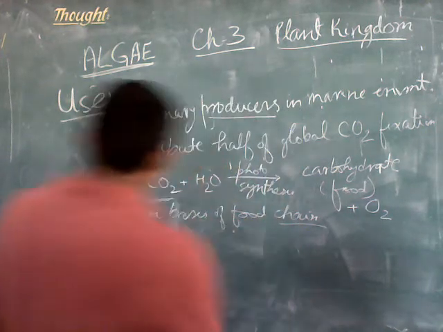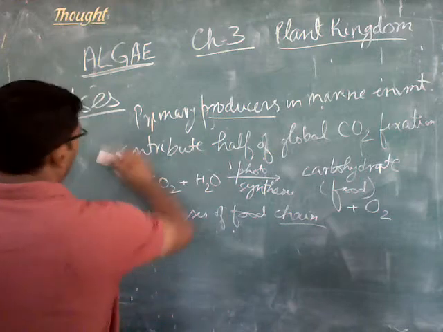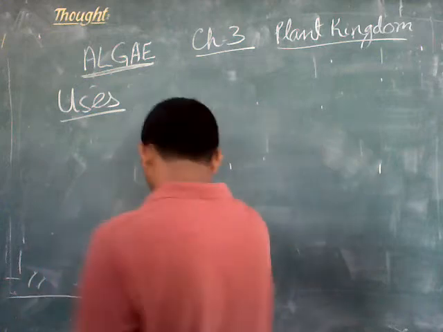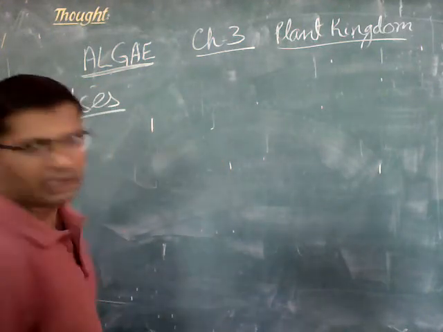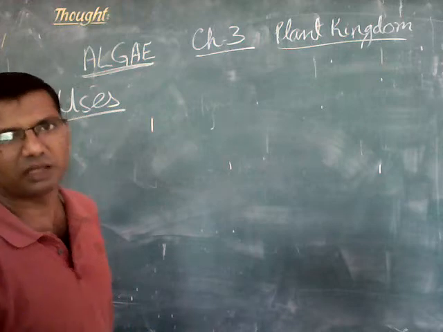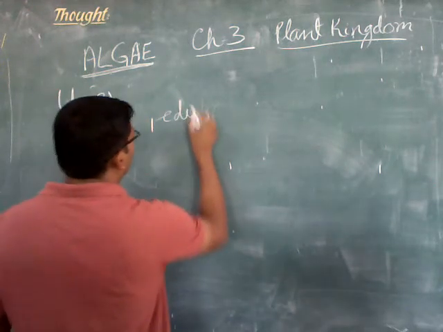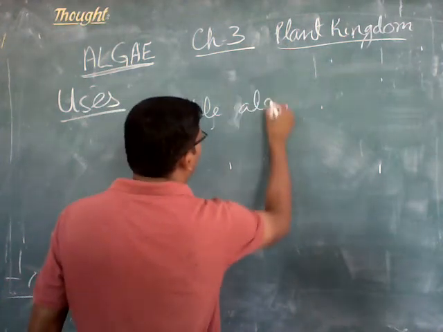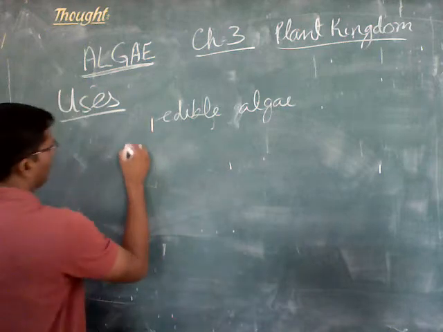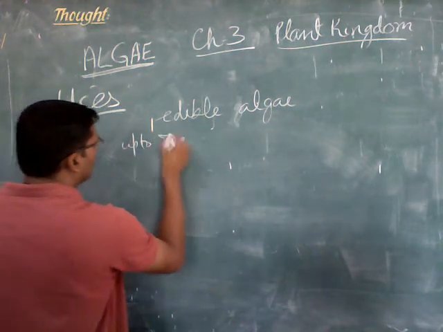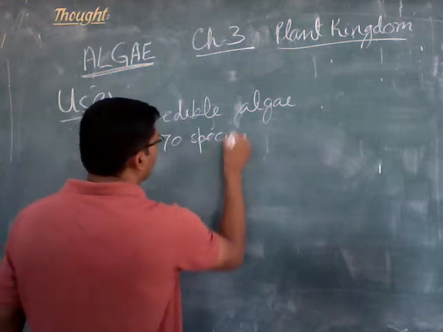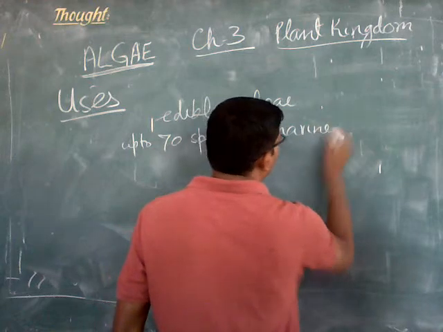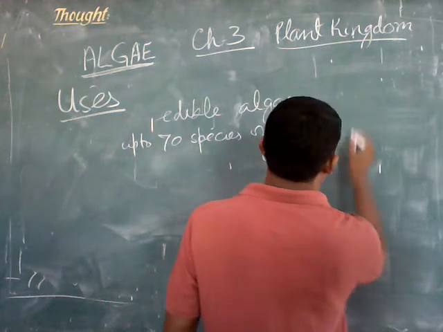Now, this was about the global utilization of the algae. If we consider the exact use for human beings, because they are kind of plants, many of the algae are edible. At least 70 species of marine algae are known to be used as food.